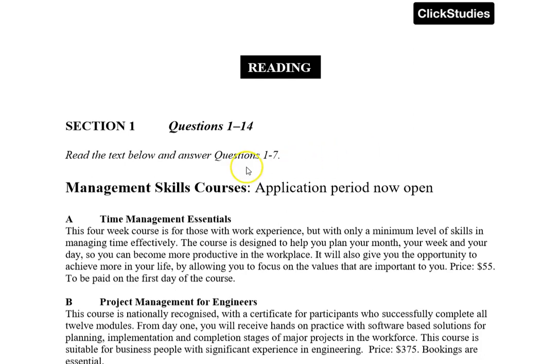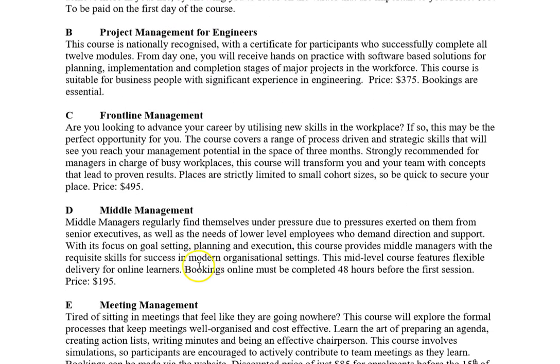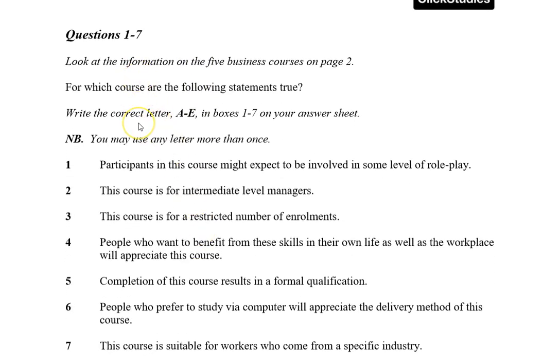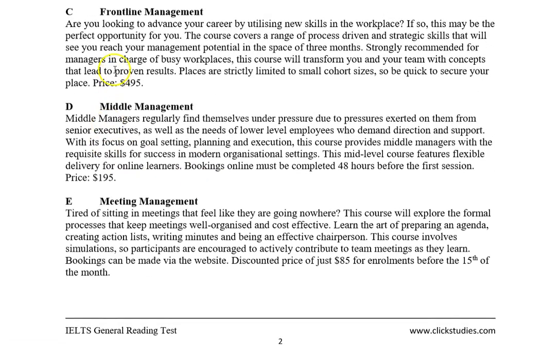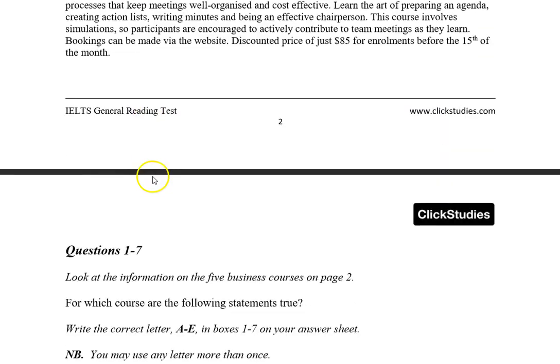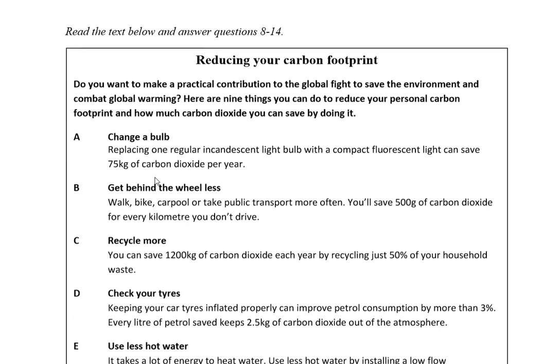So in questions 1 to 7, we've got this management skills article. We go through here and we can see our questions 1 to 7, and they are what we call matching features. So we're looking at a little description and then we're trying to match it with one of the correct paragraphs from this text. So that's matching features.